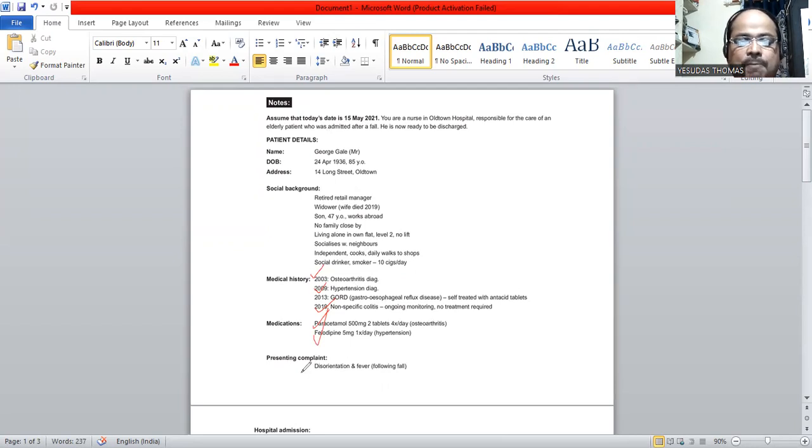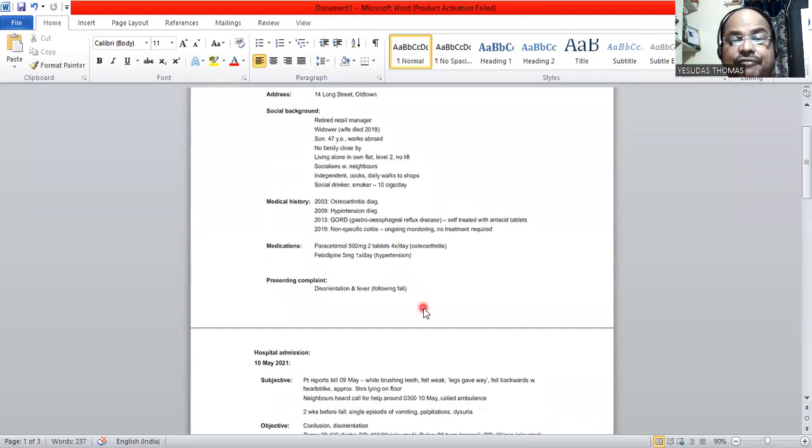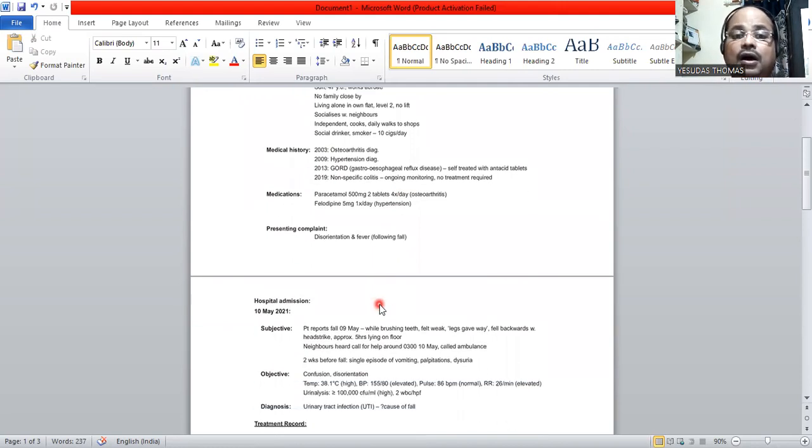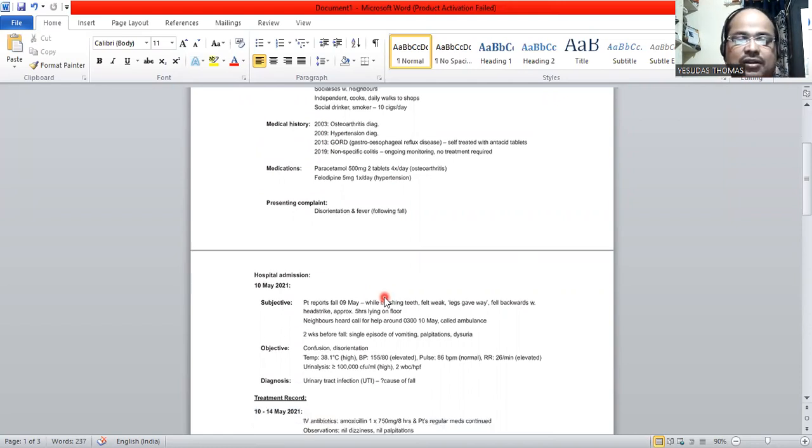Now, the presenting complaint here is disorientation and fever. So disorientation and fever is the presenting complaint. So how he presented: he was brought to us via an ambulance, and at the time of admission, he was not oriented, he was disoriented. He had fever.